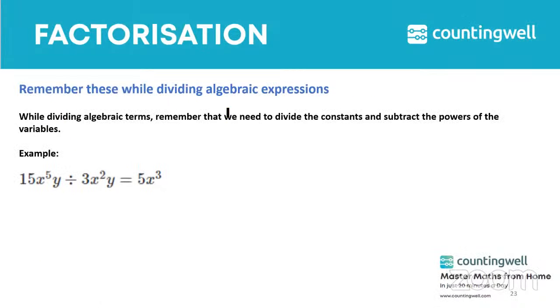Always while dividing algebraic terms, remember that we need to divide the constants and subtract the powers of the variables. So here if you have 15 x to the power 5 y divided by 3x square y, then what are we going to do? We are dividing the constant. So 15 divided by 3 is nothing but 5, as 5 3s are 15. Whereas here you can see x raised to 5, x square. What are the powers here? 5 and 2. If we subtract 5 minus 2, we'll get 3. Whereas the common term here is y. So you can cancel out y. So here we get 5x cube.